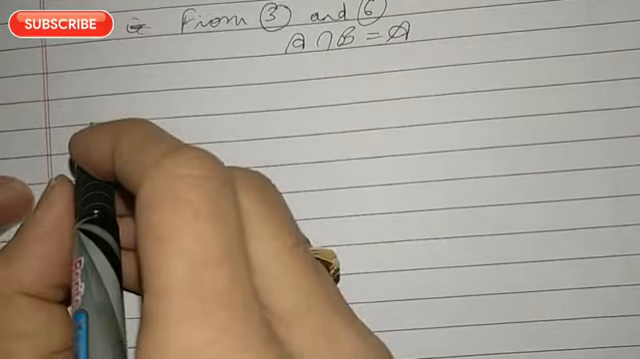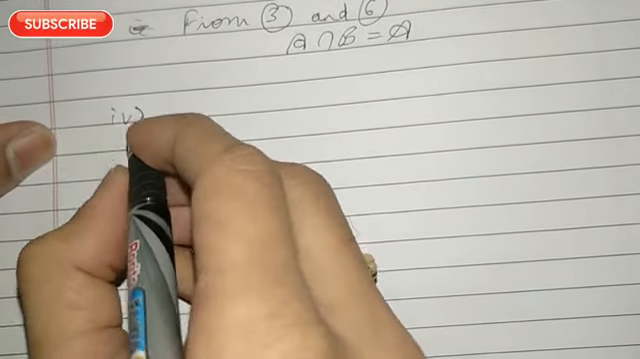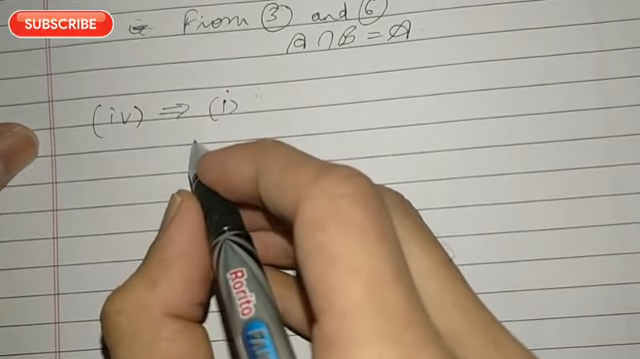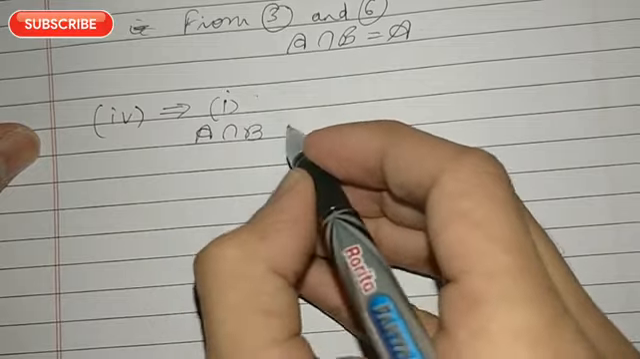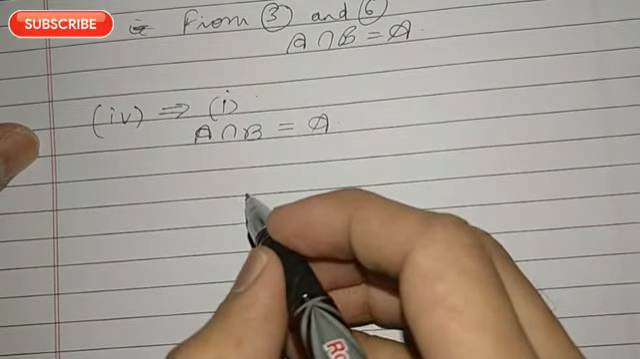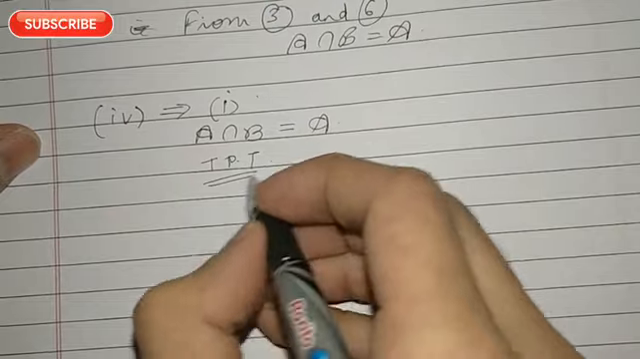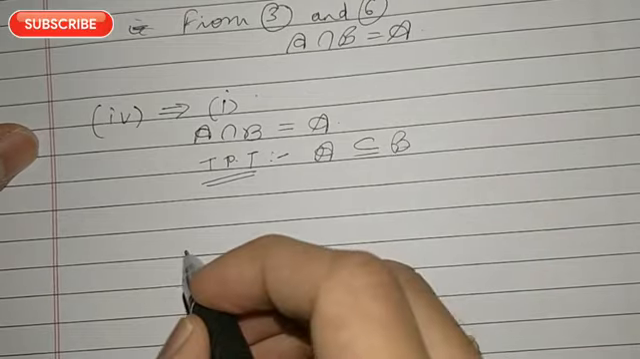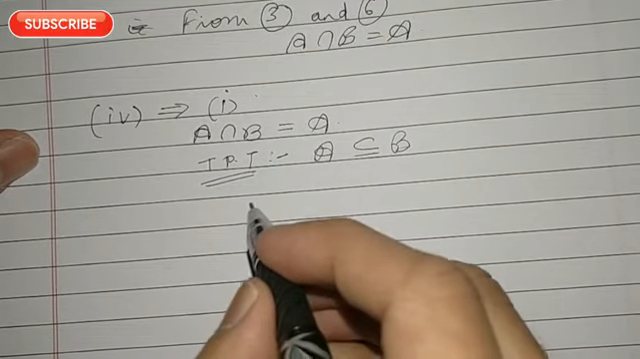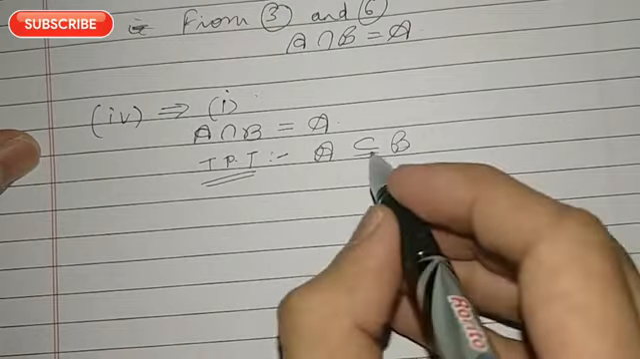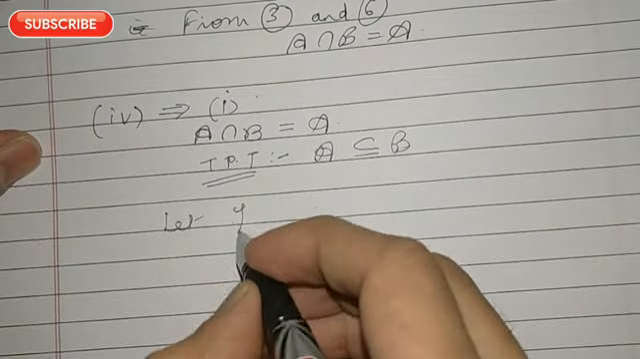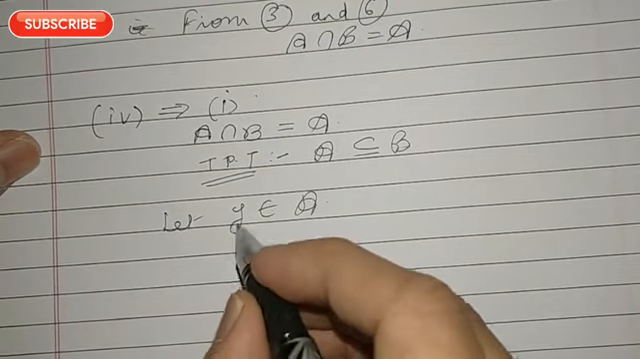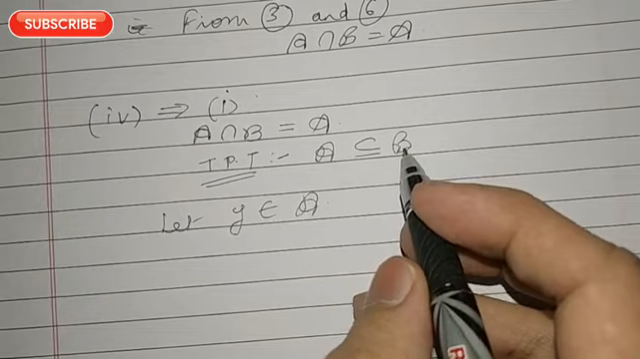Now we will prove the implication 4 implies 1, that is our last implication. The fourth statement is A intersection B is equal to A. We have to prove that A is a subset of B. Now how to prove A is a subset of B? You take any element in A, and we have to prove that the element is in B.